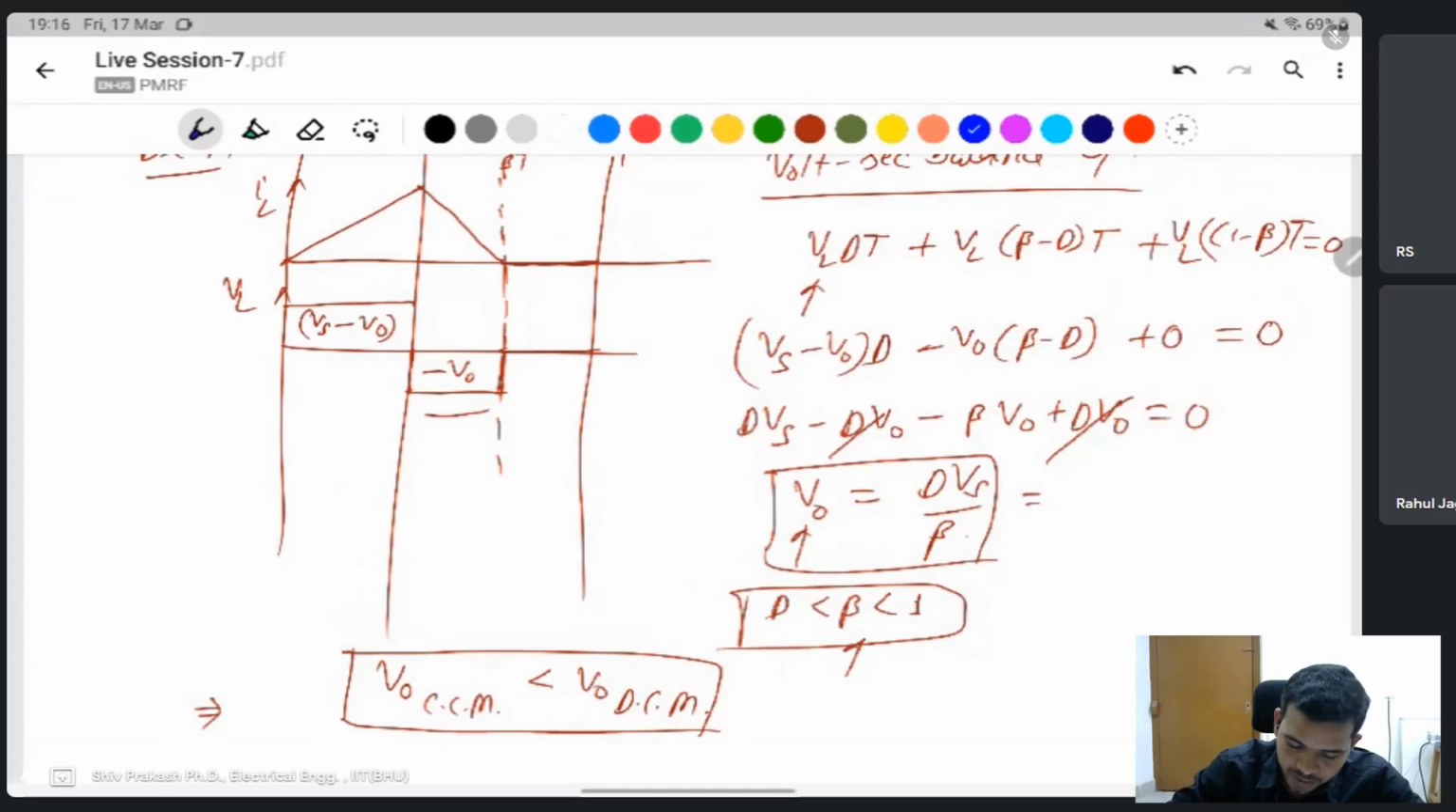You can observe from here that the negative voltage appears only for this time period, but in continuous conduction mode the negative voltage appears for the full time, and that is the negative against the positive voltage. That's why the output voltage is less in continuous conduction mode.